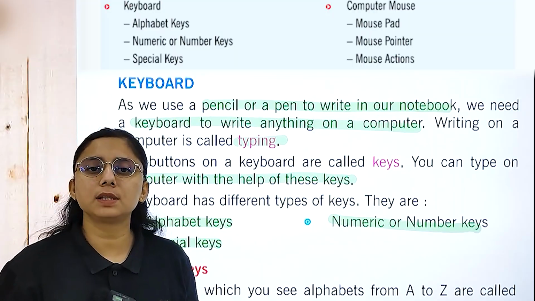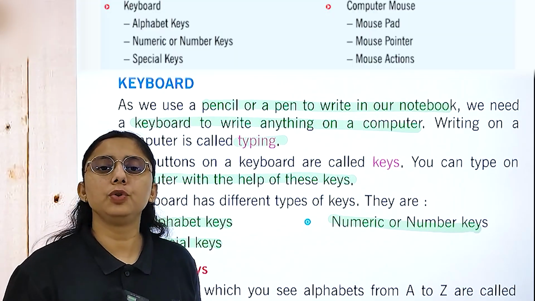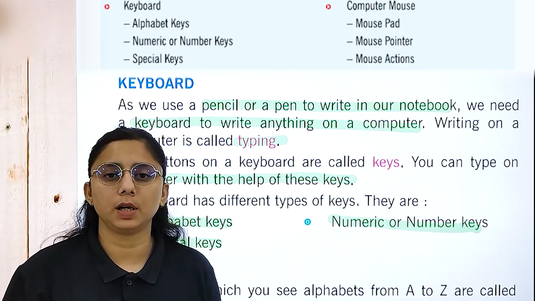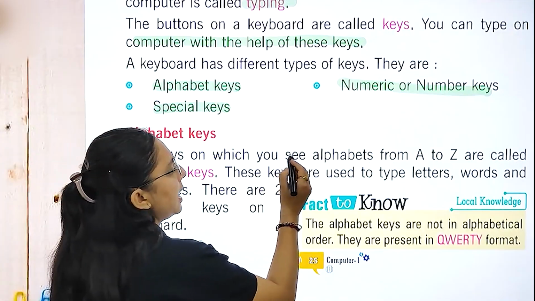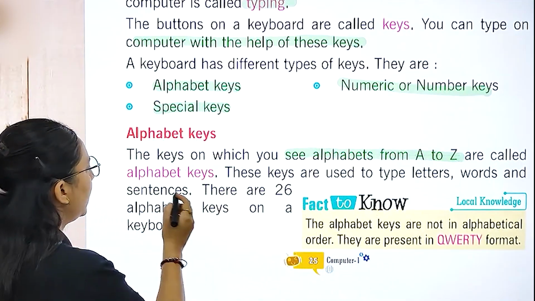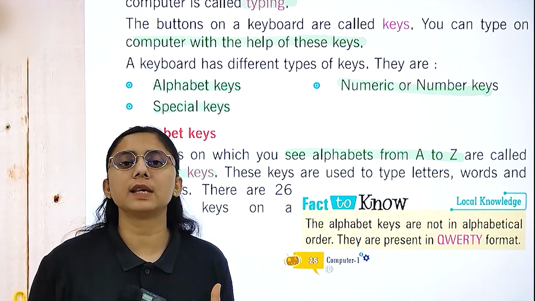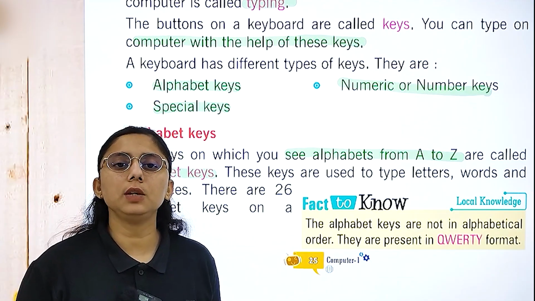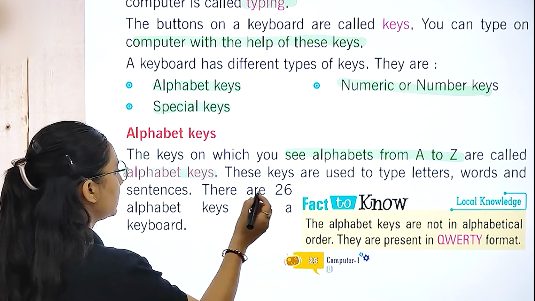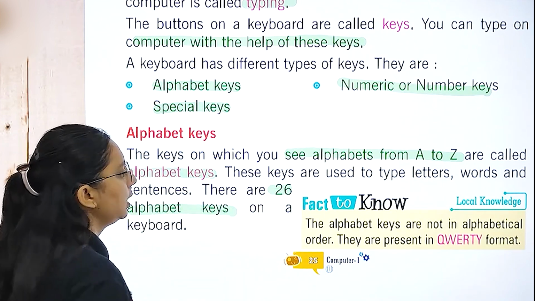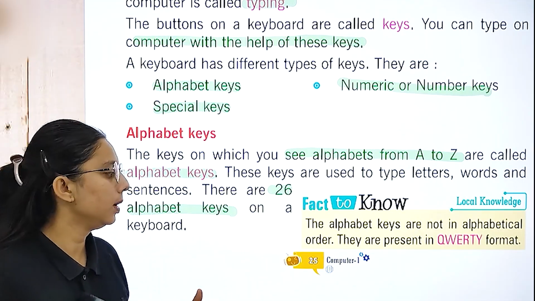Now, what are alphabet keys? Our first type of key is the alphabet key. This type of key is used to type letters from A to Z. You can write in capital and also in small letters. The keys on which you see alphabets from A to Z are called alphabet keys. These keys are used to type letters, words, and sentences. By using these keys, you can form sentences and words. There are 26 alphabetic keys on a keyboard, and they are presented in the QWERTY format.